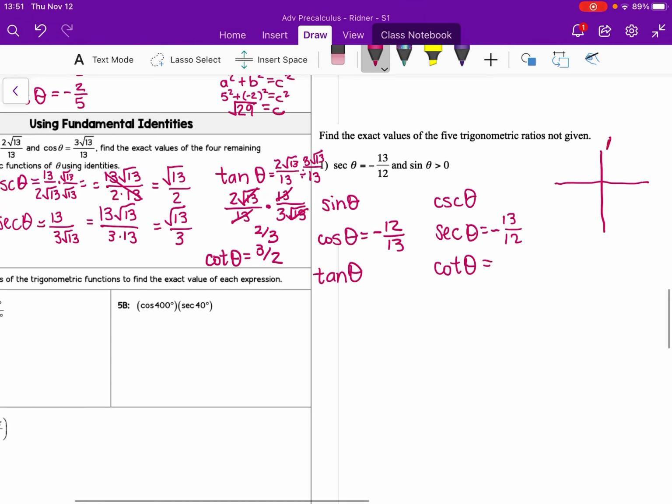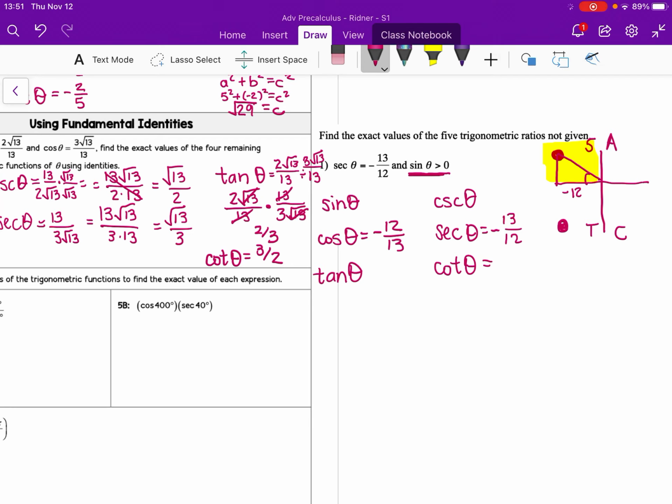So I know cosine is negative, so this is where I think about all students take calculus. Where is cosine negative? Okay, cosine is the x value, so it's either here or here, right? But this is where I use the second piece of information. Sine has to be positive. So that means it has to be up here because sine is positive in quadrant 2. That's where that logic piece comes from. So this is the triangle I'm dealing with.